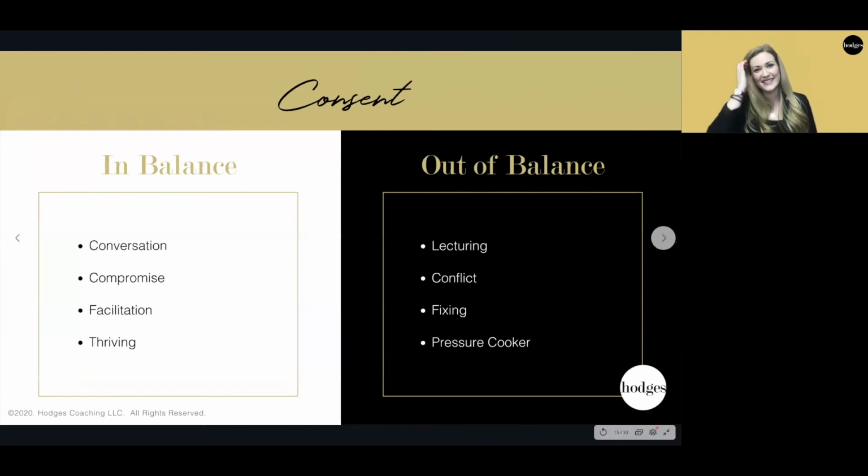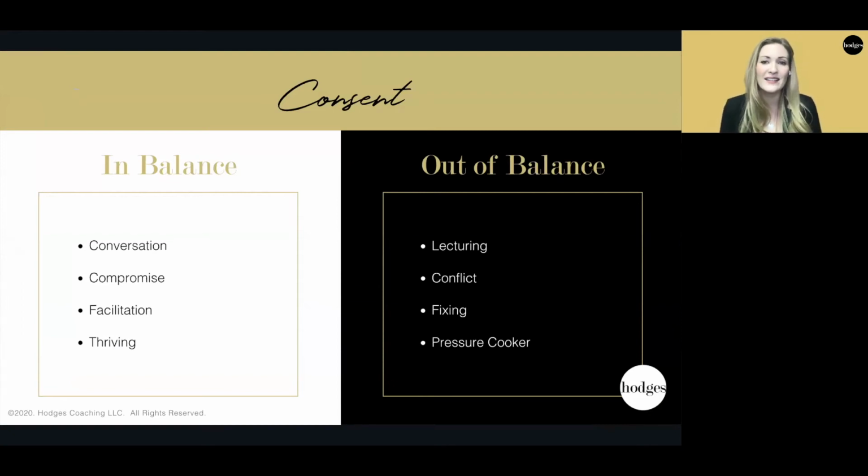And then there is consent. So consent is all about asking for openness. Are you open? It's asking for the buy-in. It's asking if it's okay, and checking the person's values and boundaries. When it's out of balance, there's a lot of lecturing, a lot of conflict that happens, right? So it might be unsolicited advice or unsolicited opinions that can create conflict and trigger somebody else, unsolicited fixing.